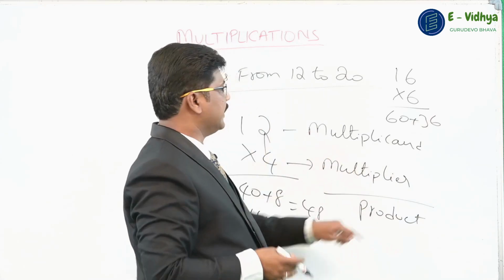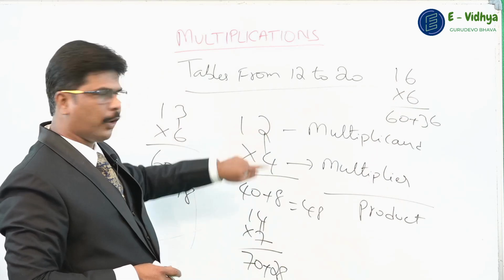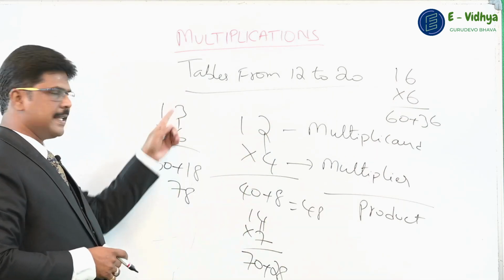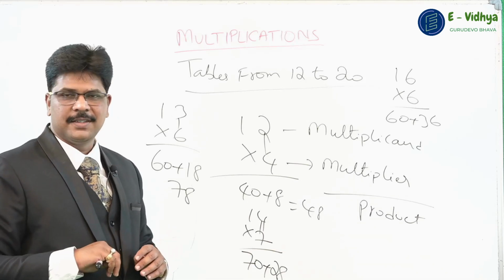In fact, you have to do it mentally. Like 60 and 36, 96. Like, you see bottom 4, 40 plus 8, 48. You get 60 plus 18, 78. You should be able to tell mentally. I told you the level 3 additions. That's it. So here also, same thing.